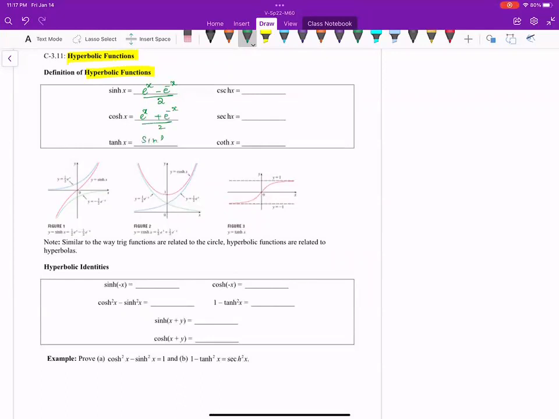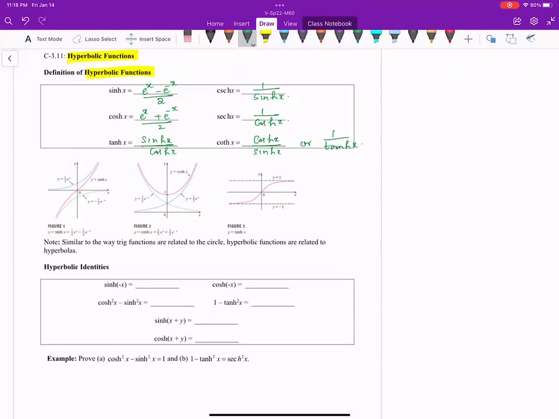Tan hyperbolic is sine hyperbolic over cosine hyperbolic x. Cosecant hyperbolic is the reciprocal of sine hyperbolic x. Secant hyperbolic x is the reciprocal of cosine hyperbolic x. Cotangent hyperbolic x is cosine hyperbolic x over sine hyperbolic x, or you can also say 1 over tan hyperbolic x.